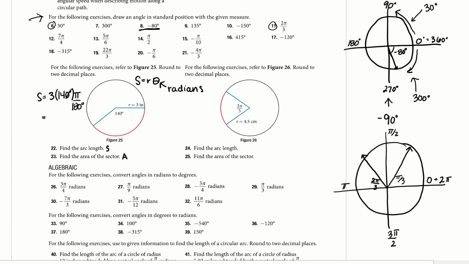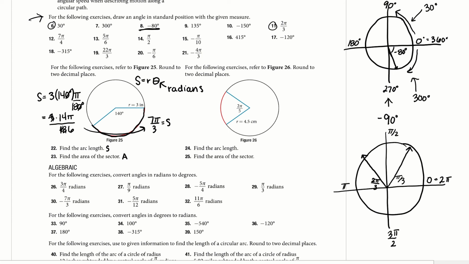So that gives me, these will cancel. That gives me 3 times 14 pi over 18. I can get rid of a 3 because 18 is 6 times 3. So that gives me 6. I can get rid of a 2, which will give me 7 pi over 3 as my arc length. So that means this red line is 7 pi over 3. That's how long that is, 7 pi over 3.